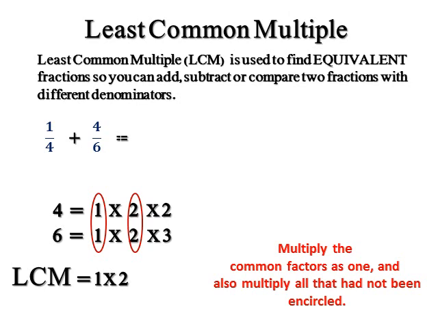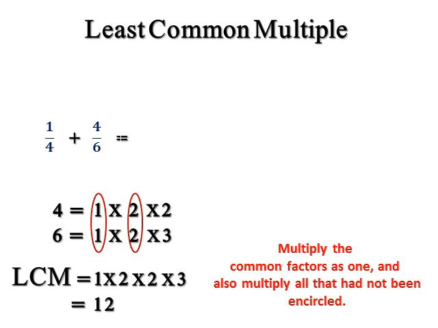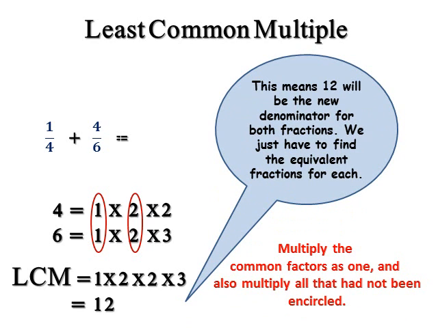And the 2 from 4 that is not encircled, we count that one as 1 factor again. And then the 3 that's also not encircled, we also put that in. So now our LCM would be all these numbers multiplied to each other. So 1 times 2 times 2 times 3, that would be 12. So therefore 12 would be your least common multiple. Okay, so let's go back to our problem. How does this work? This means 12 will be the new denominator.